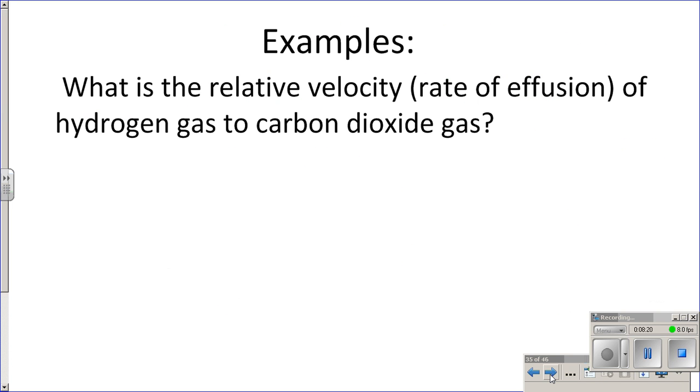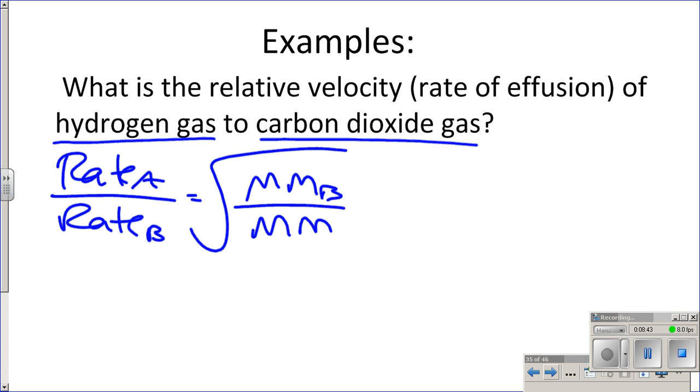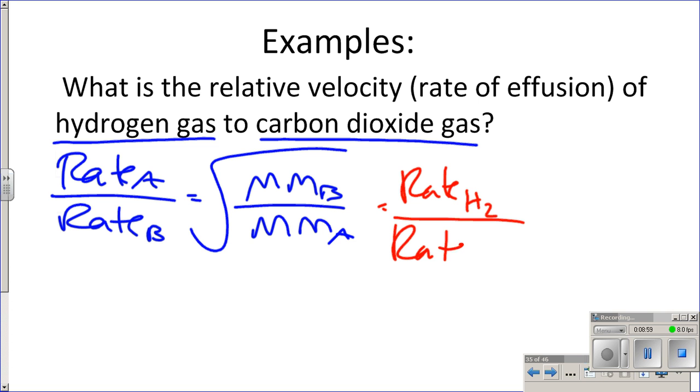Ready, Freddies? Okay, what is the relative velocity rate of hydrogen gas to carbon dioxide gas? So which version, the first version or the second version am I using? Second, because it's comparative, right? So here's my general formula. Rate A over rate B is equal to square root of molar mass B over molar mass A, right? So I just put the square root of the whole shebang. So who am I going to call A? What was my rule? The lighter one. So who's A? Hydrogen gas. Okay, so this is rate of hydrogen gas over rate of CO2, right?